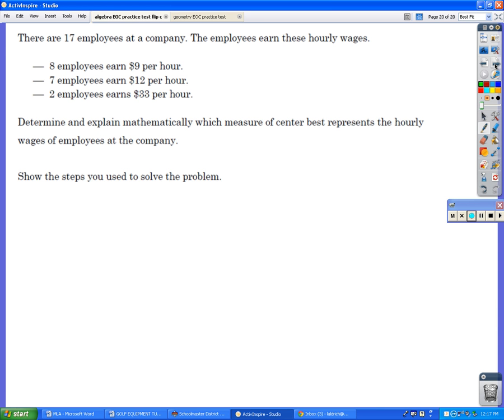Okay, determine and explain mathematically which measure of center. What are the 3 measures of center that you know? They all start with M. Yeah, average, mean, median and mode. Median, yeah, it's been several times now. Mode. And mode.